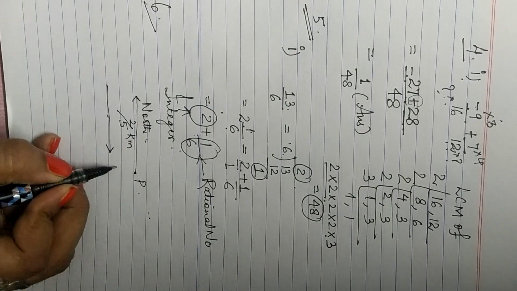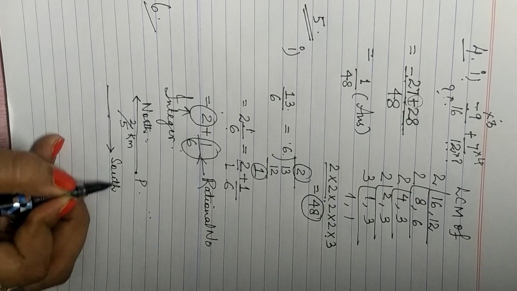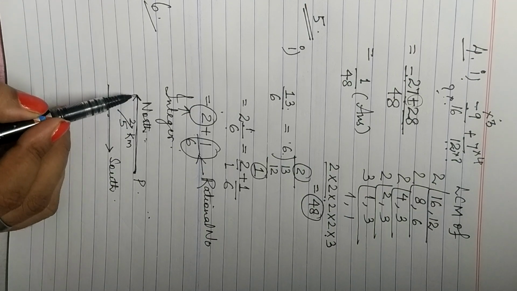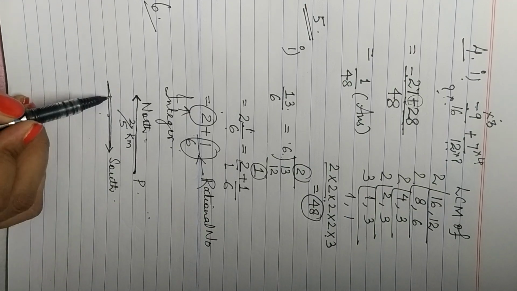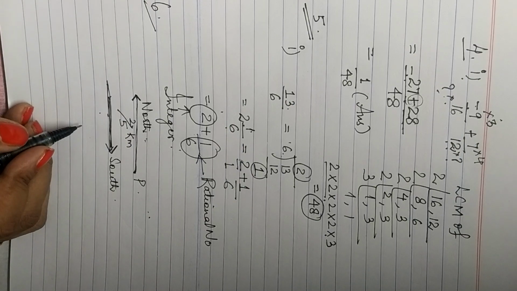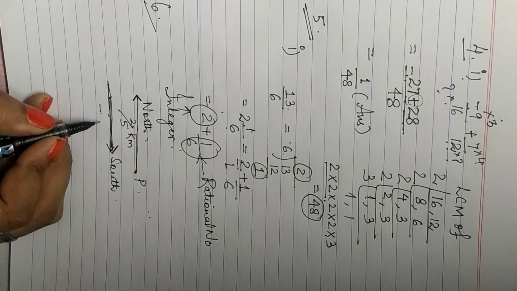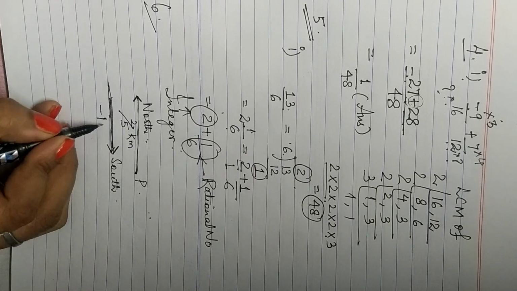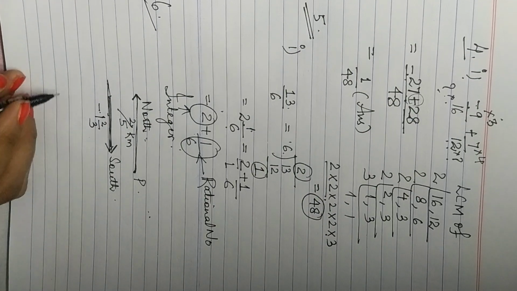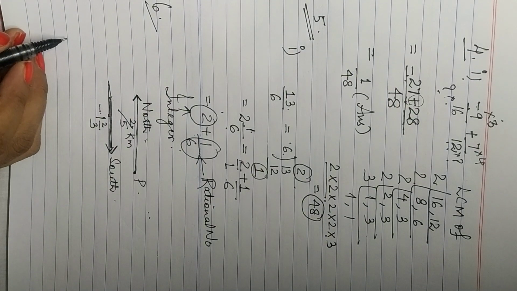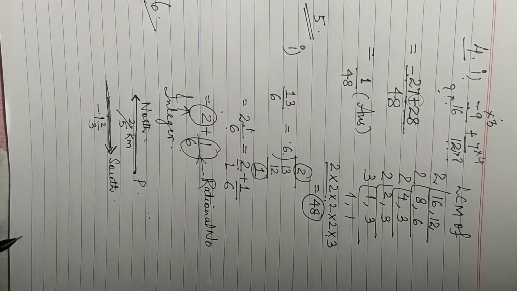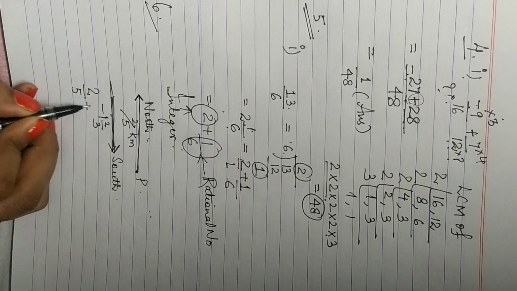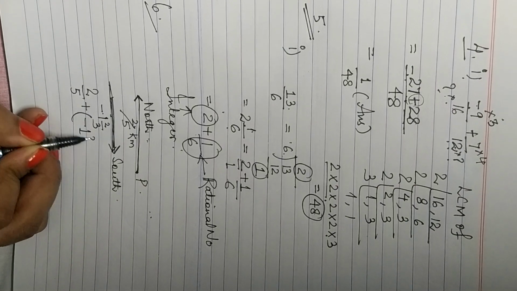That means coming back towards the opposite direction. The person is going 2 by 5 kilometers and coming back in the opposite direction for 2 by 3 kilometers. Opposite direction we can consider it as negative sign because coming back. So minus 2 by 3. So we will take it to find his position from P. 2 by 5 plus minus 2 by 3.